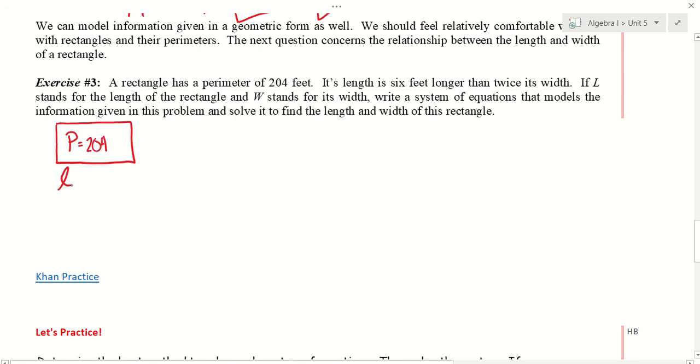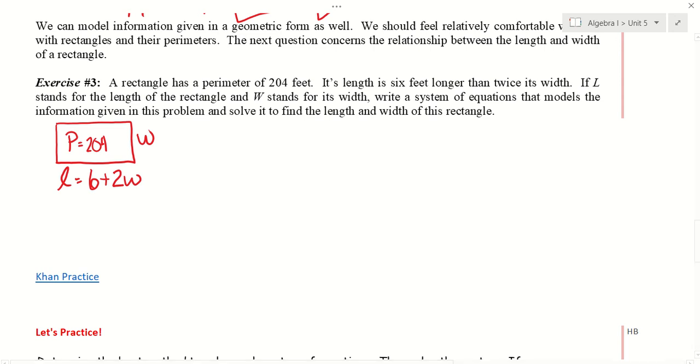Its length is 6 feet longer than twice its width. Put a W for width. So now I've got my diagram labeled. So 6 feet longer than twice its width, and the perimeter. Now, to set up my equation or my system, I need to know what in the world perimeter means. So what does perimeter mean? Think about it. So perimeter is the distance around the rectangle.